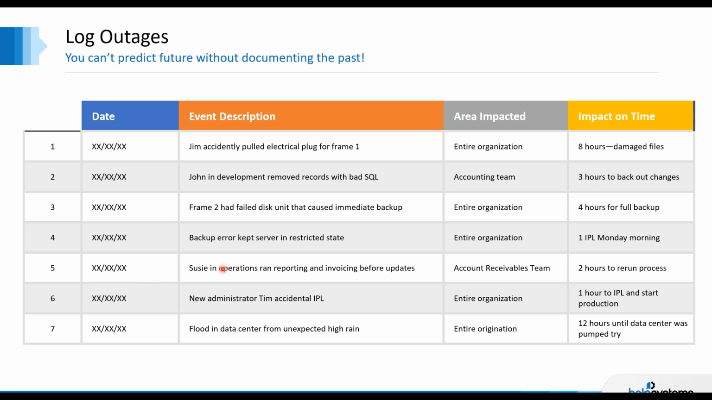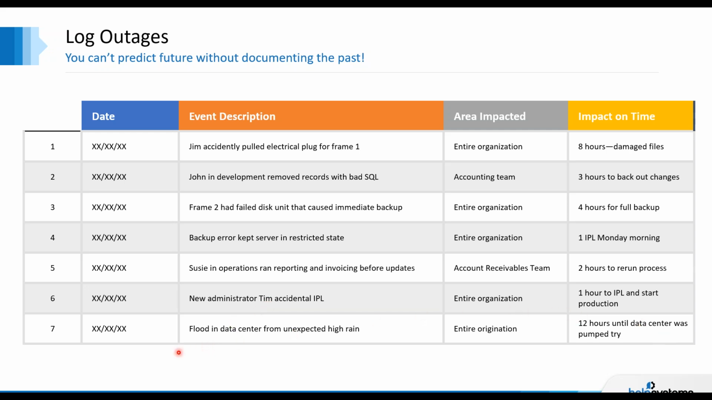Somebody ran something out of order. What did that cost the organization? Can you roll back from that? New administrator Tim was learning IBM i and he was practicing how to do an IPL, but nobody told him that he was actually on a production system, and he did an IPL. It cost you an hour of outage.